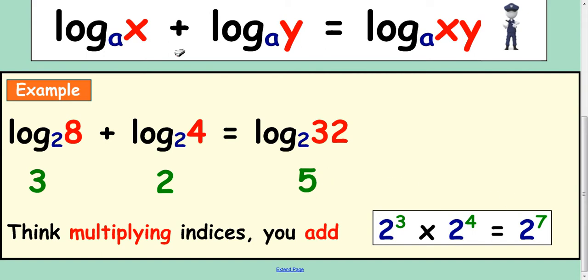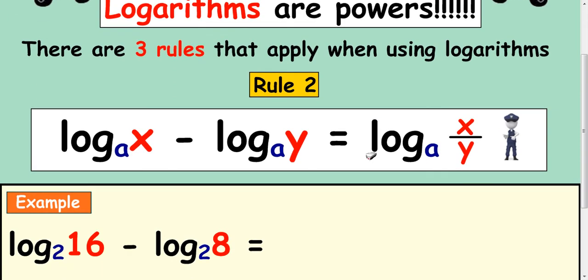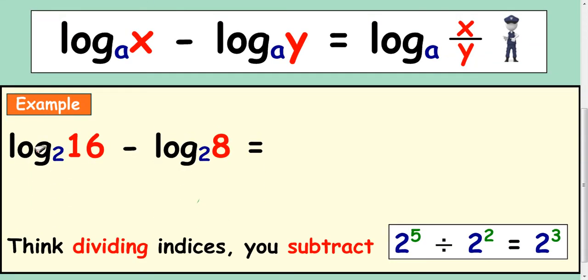Now this means that when you subtract logs in rule 2, you do the opposite, you divide instead of multiply. Notice the bases are all the same again. So how does this work? Well, when you have log 16 to the base 2 and you subtract log 8 to the base 2, you divide the numbers in red. So you get log 2 to the base 2.